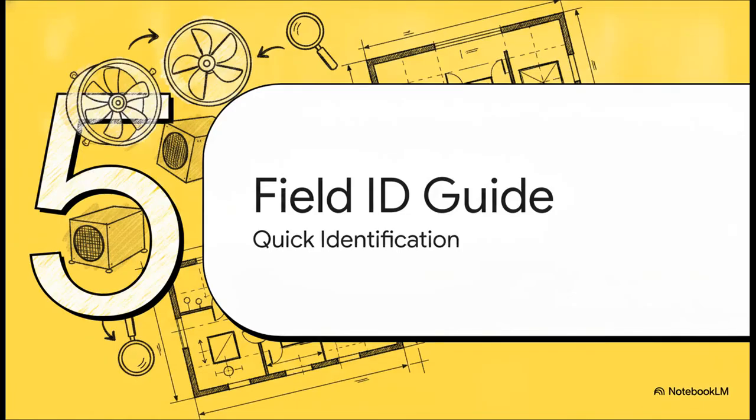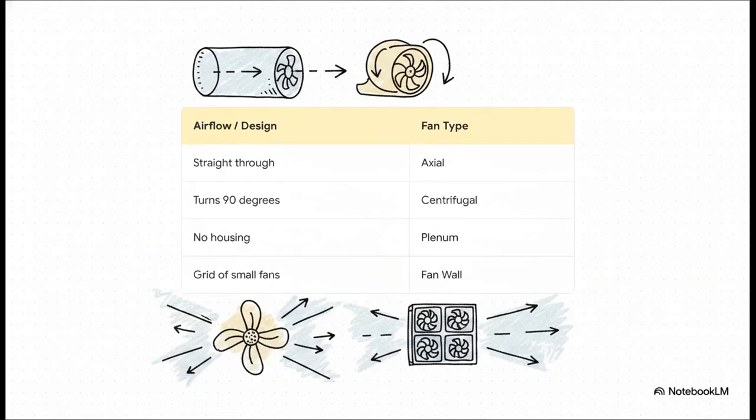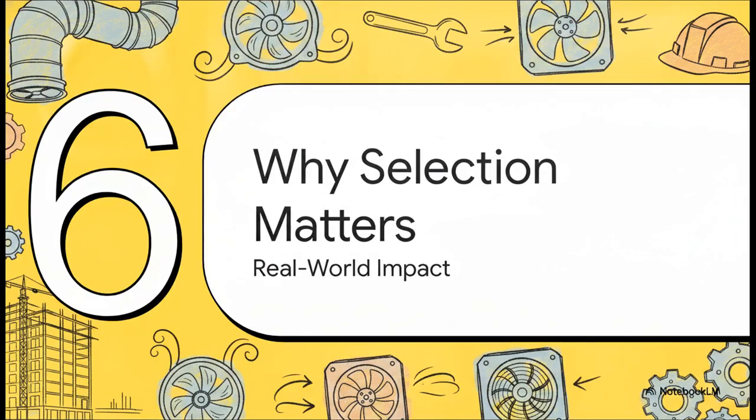Part 5. Quick Field Identification Guide. Let's get you a mental cheat sheet for the job site. So, the crucial point is rapid-fire recognition. Commit this to memory. If you see air moving straight through, axial fan. Air gets pulled in and turns 90 degrees, centrifugal fan. No housing at all and blasting into open space, plenum fan. And if you see multiple small fans arranged in a grid, fan wall. Understanding just this simple breakdown will immediately and dramatically improve how you read blueprints and instantly identify fans out in the wild.